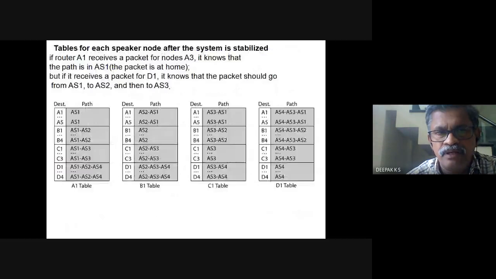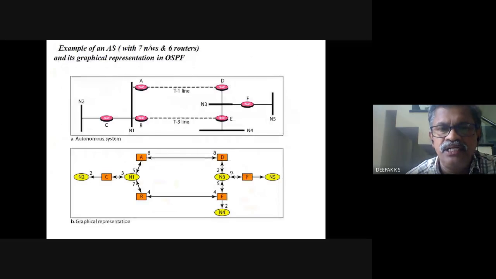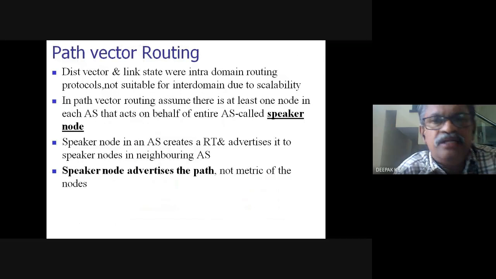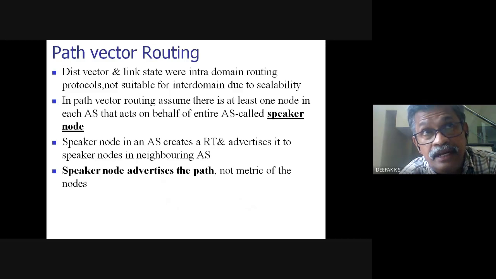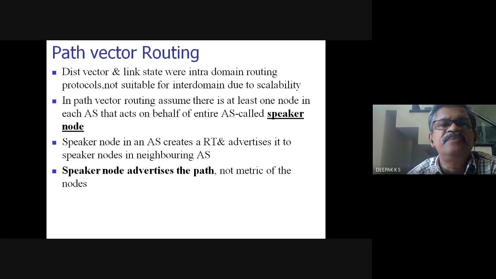Now, we have seen link state routing and distance vector routing. Now, we need to know about one more routing, which is inter-AS, between the autonomous systems. Distance vector and link state were intra-domain, within the autonomous system, so those mechanisms cannot be used for inter-domain or inter-AS. So we have a third type of routing, which is called path vector routing.